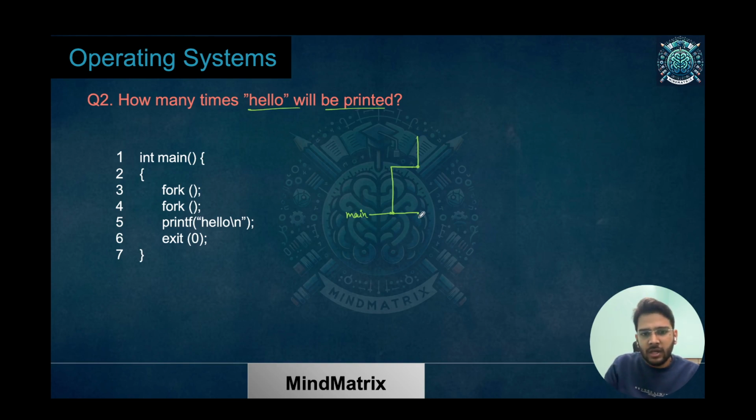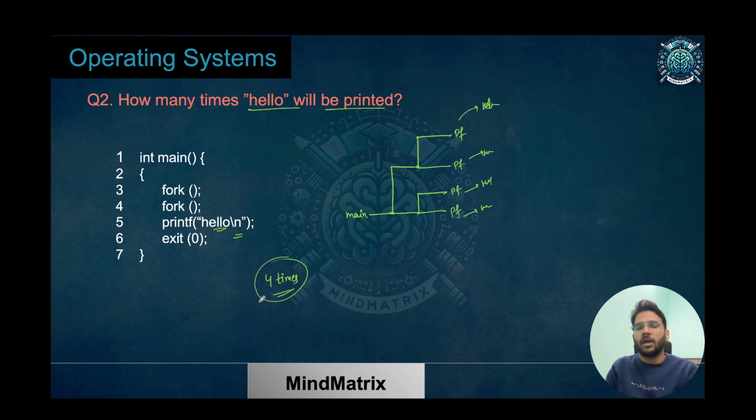So the parent's child will be created, and the previous child's child also gets created, right? Now we are calling printf. So this is going to call printf, this is going to call printf. So we have four processes in the system. All four processes will be printing hello, right? So four times hello will be printed. I hope it is clear.